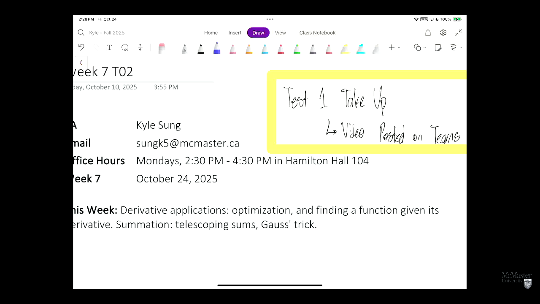Constraint is just any equation that we're given in the question. So, for example, here, when we're told that the surface area has to be 4,000 centimeters, this is our constraint.